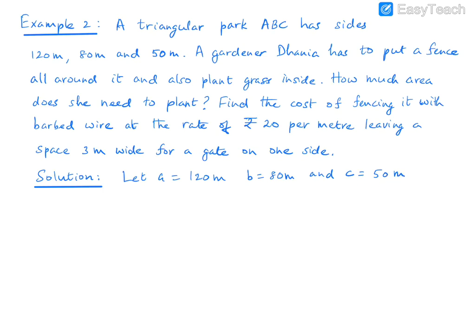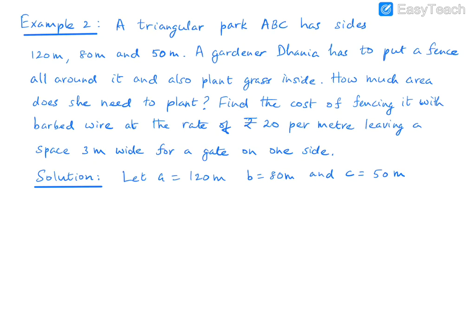Now we are asked to find the area of the triangle. A gardener has to put a fence all around it and also plant grass inside it. So we are asked to find how much area she needs to plant grass on, which means we have to find the area of the park. We are also asked to find the cost of fencing it with barbed wire at a rate of 20 rupees per meter, and to leave a space of 3 meters wide for a gate.